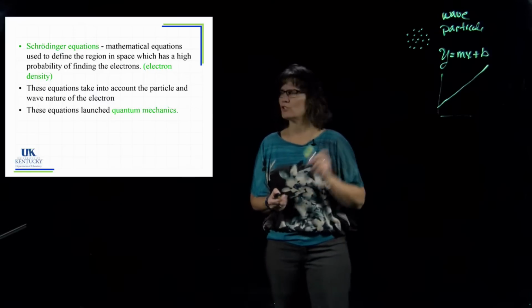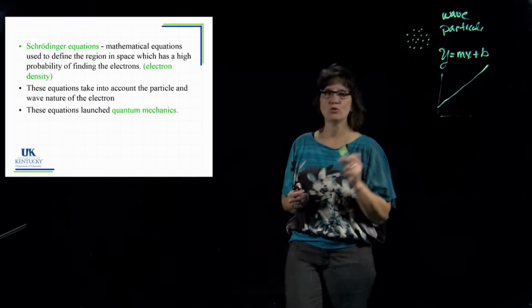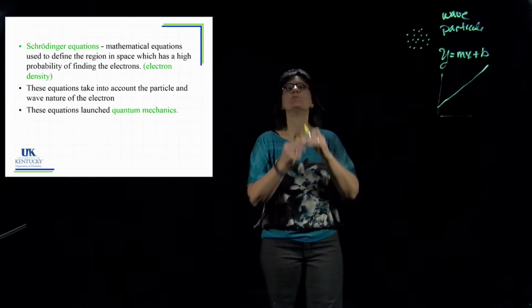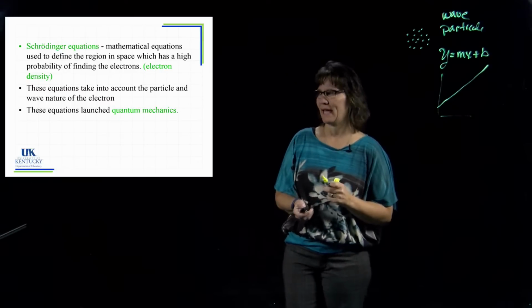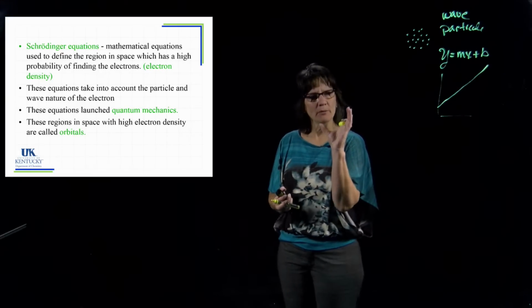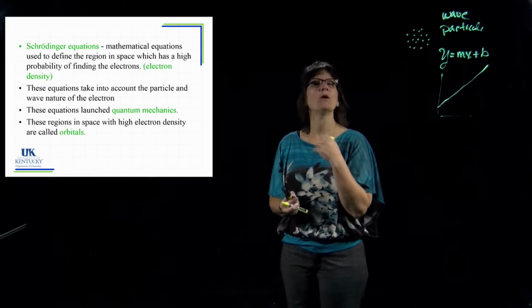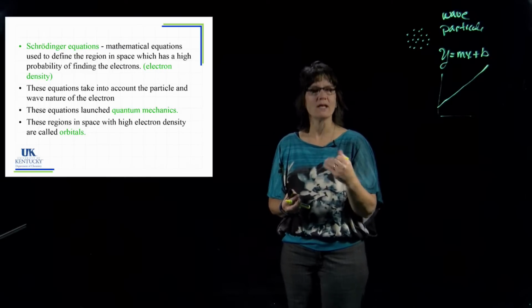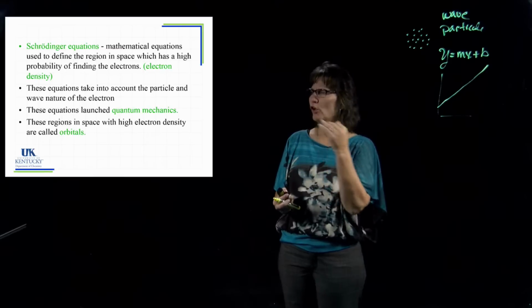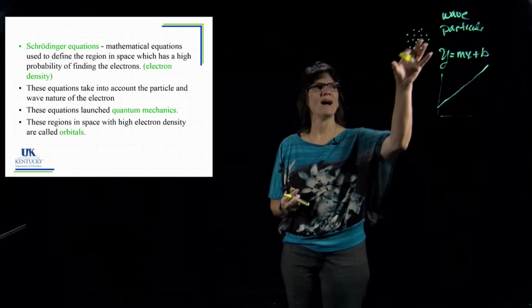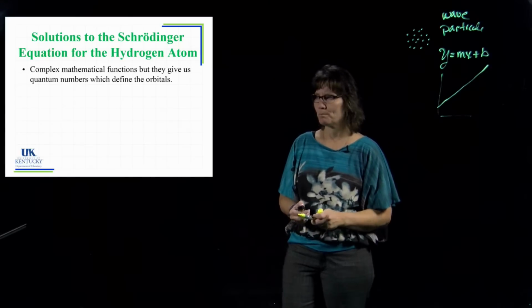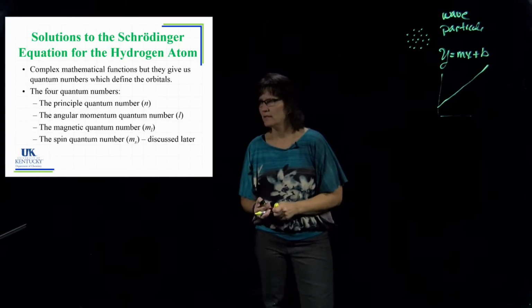Okay? I already told you that. They account for the dual nature, and this is what launched this idea of quantum mechanics, these Schrödinger equations. Eventually we'll be able to narrow all the way down and define what we no longer call orbits, but orbitals. They took a play off that word orbit and they call them orbitals, where you have this high electron density.